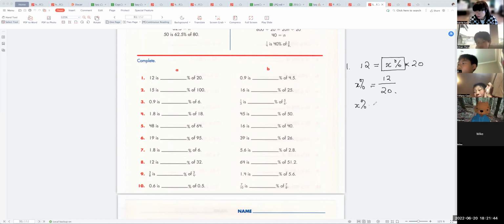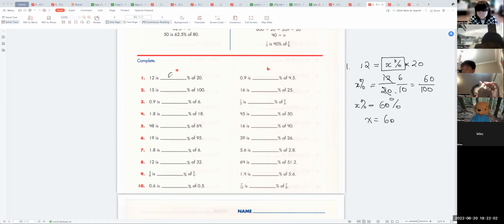So X percent equals what? This one we simplified, 6/10. We don't have to make them simplest because the purpose is making the bottom 100. So it's 60/100. So X percent equals 60%. So X equals 60. Get it? We have to do this one by one.